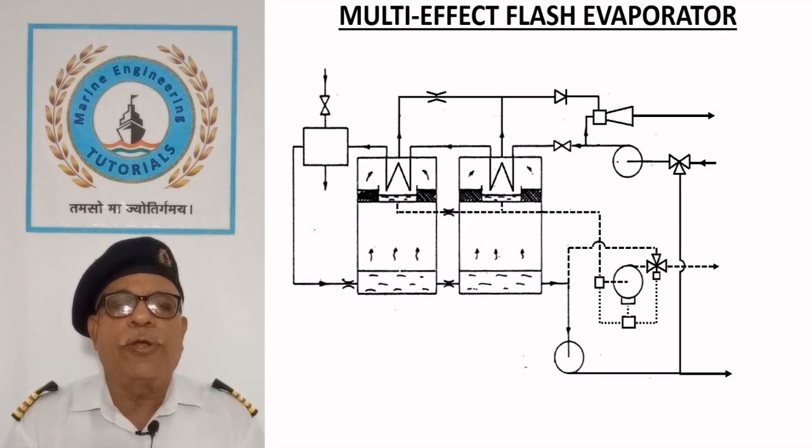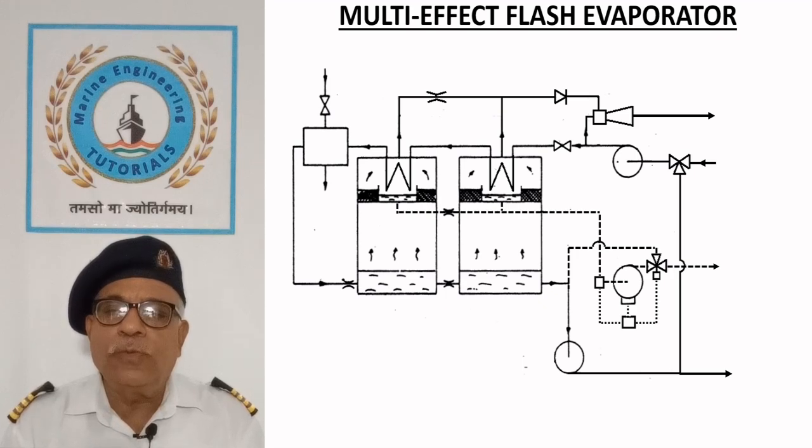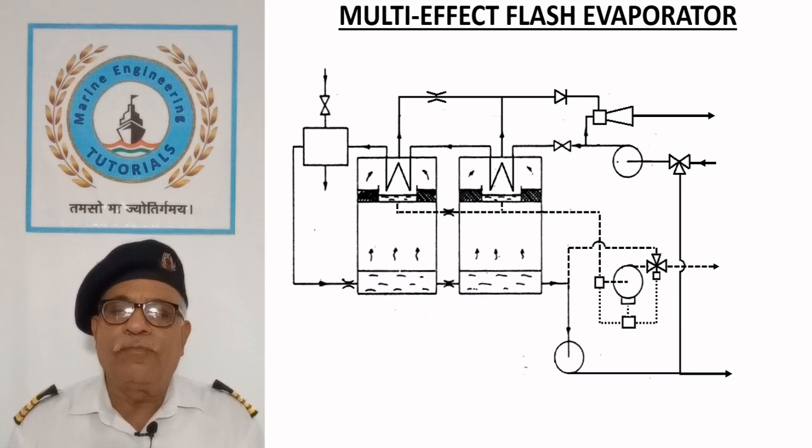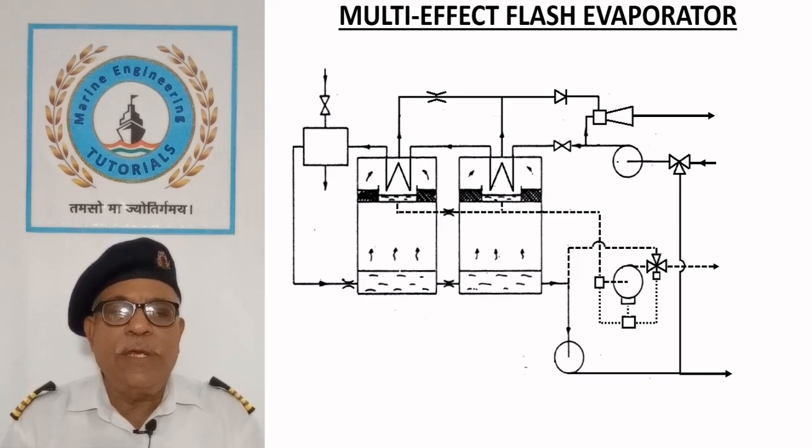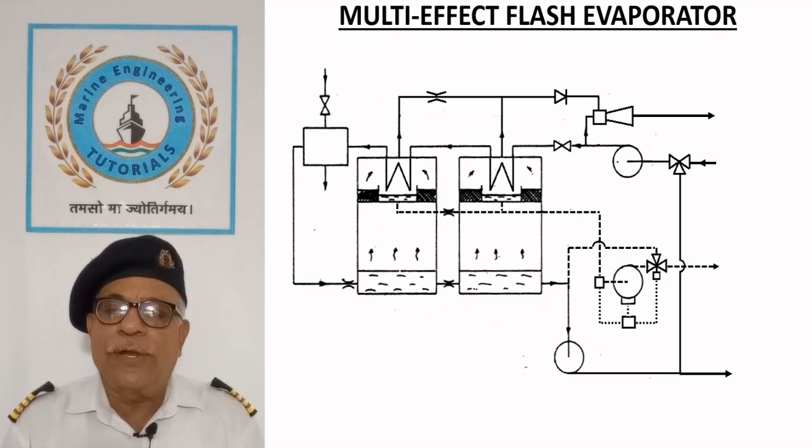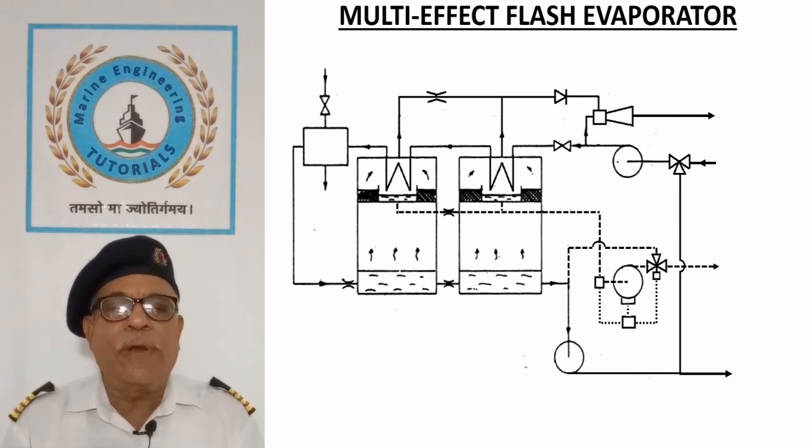Multi-effect flash evaporator. The sketch shows a two-stage flash evaporator used on steamships. The series operation of flash chambers utilized here reduces the heat input as seawater temperature is gradually increased while passing through the condensers, utilizing the waste heat of condensation, and plant output is increased by allowing more surface area for evaporation in flash chambers maintained at different pressures.